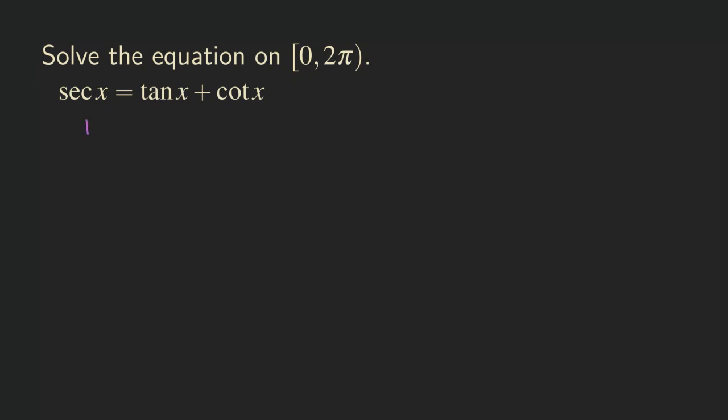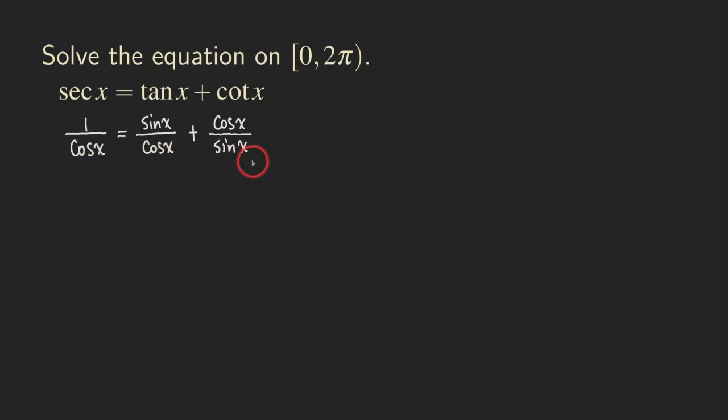So that's 1 over cosine x. And that's equal to tangent x, which is actually sine x over cosine x, and then plus, now what about the cotangent? The cotangent would be cosine x over sine x. So now we have that equation.